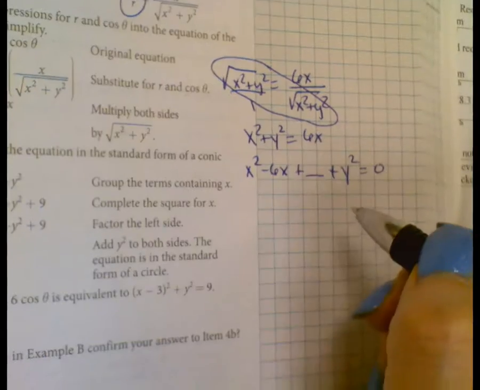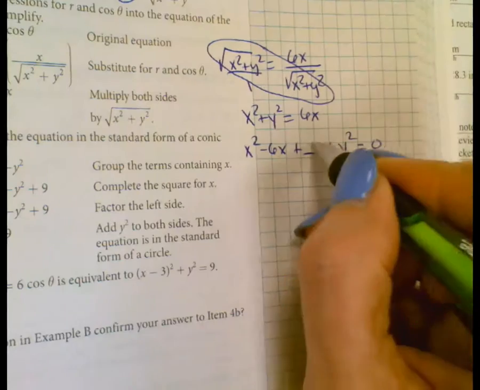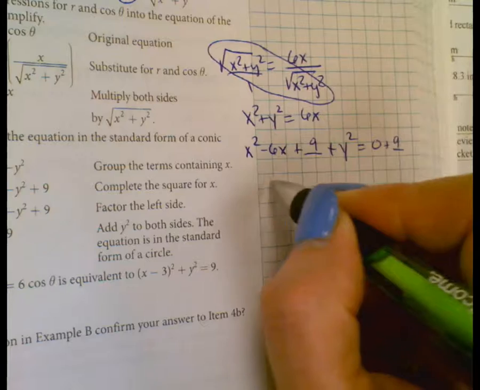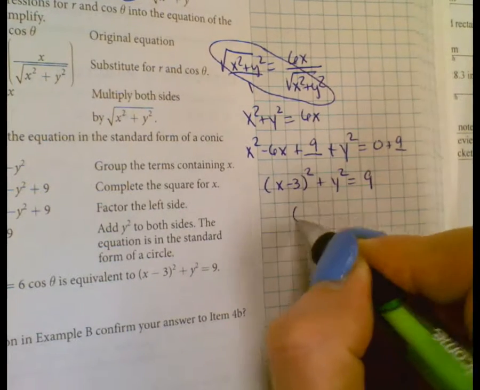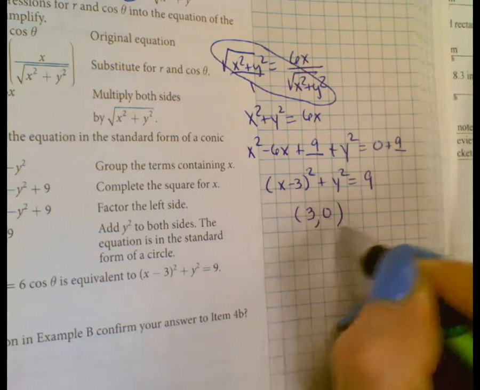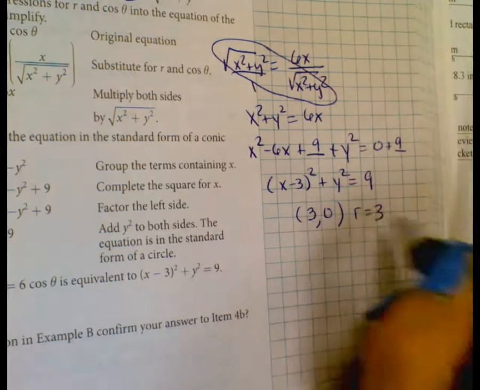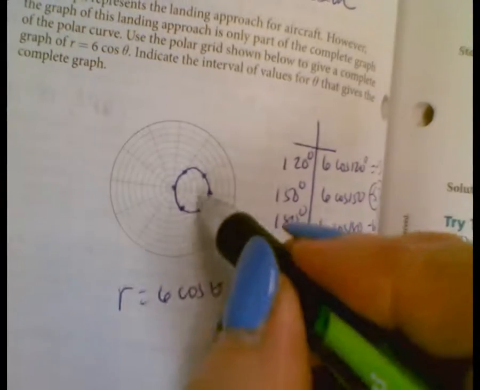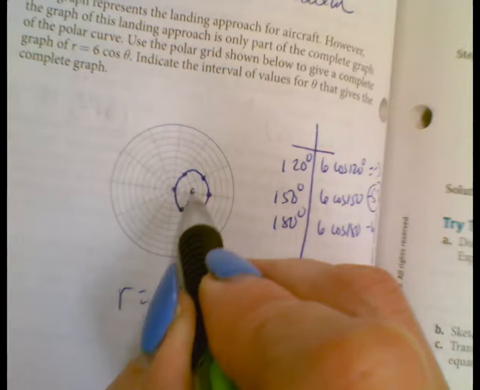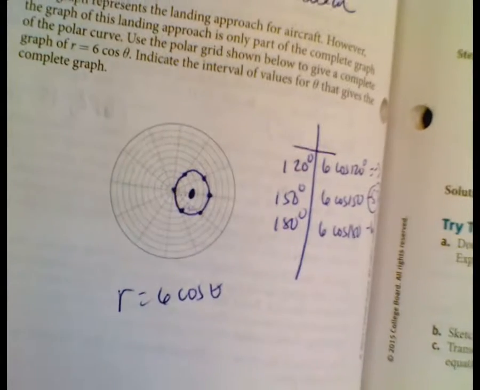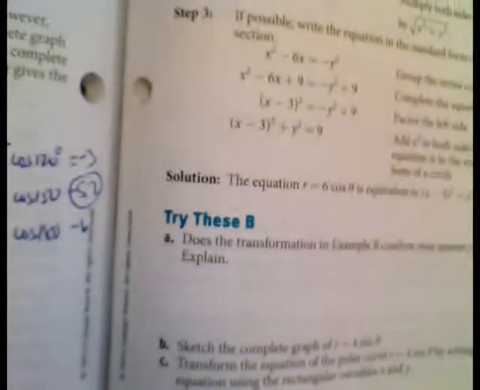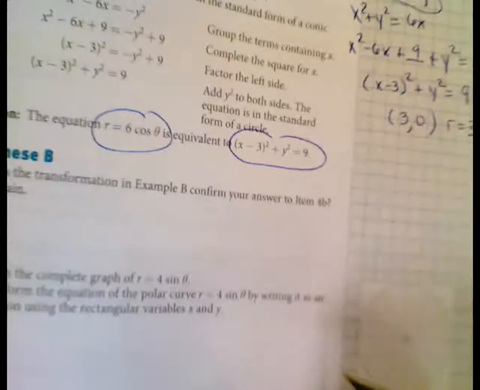So what's half of negative 6? You should say negative 3. Negative 3 squared is 9, so you add a 9 to the other side. If you complete the square, you get x minus 3 squared plus y squared equals 9. And this is the equation of a circle that has center (3, 0) with radius 3. Now, if we went over to this polar graph and we had a center of (3, 0), there it is, with a radius of 3, wouldn't we have this circle? You guys see that? So that polar curve is just a circle. When you see the equation r equals 6 cosine theta, it's equivalent to this in its rectangular form.